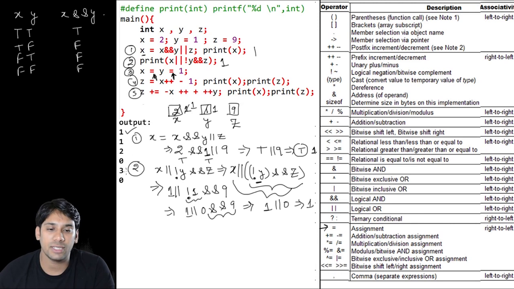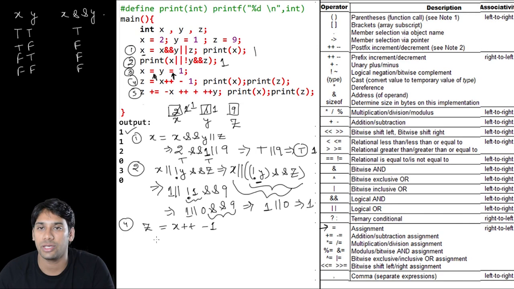Okay. Now if we see statement number 4, the equation is z is equal to x++ - 1. In this equation you will find that we have a post increment operation and then this minus operator. Now go to the precedence table and you will find that the post increment operation has more precedence than the binary minus, the subtraction operation. So first of all we are going to perform the post incrementation of x, then we are going to do the minus.